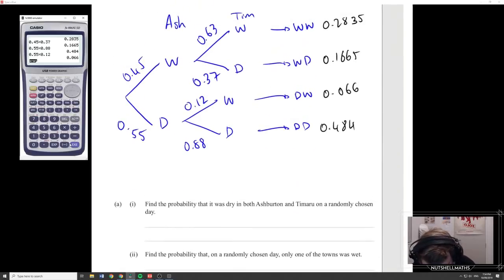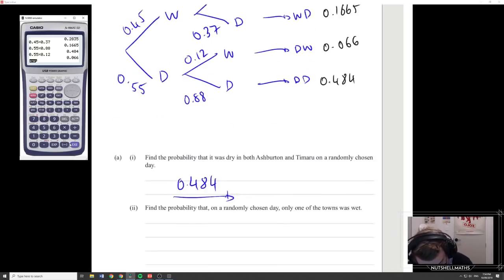Let's read the question here. Find the probability that it was dry in both Ashburton and Timaru. Dry in both Ashburton and Timaru. That's this one here. So we're going to put 0.484. Done.